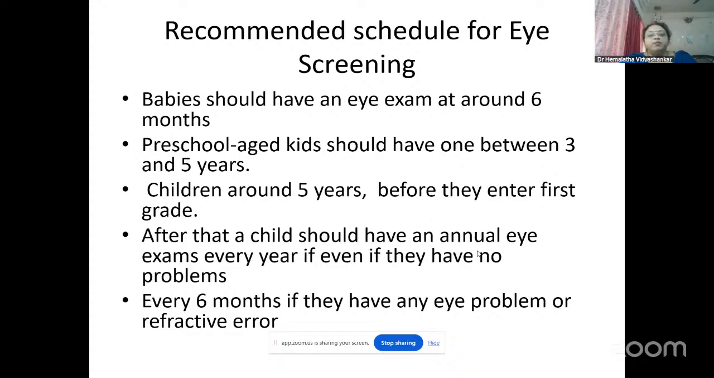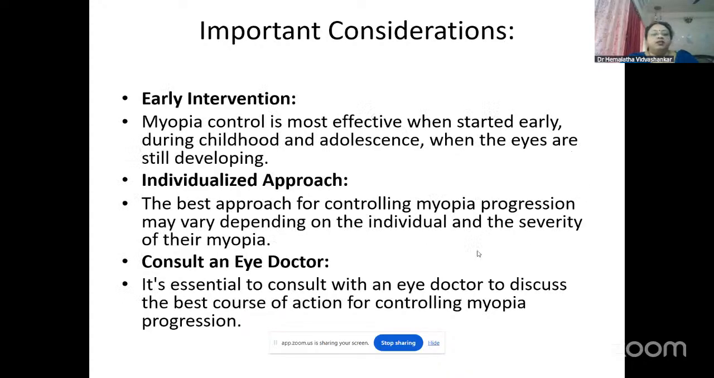And after that, if they do not have any eye problem, yearly they should be checked, because up to the age of 18 years, the number can increase. And if they do have a refractive error, they should be checked every 6 months so that we can give them the correct glasses and also give them the correct treatment, proper intervention at the various stages of myopia progression.